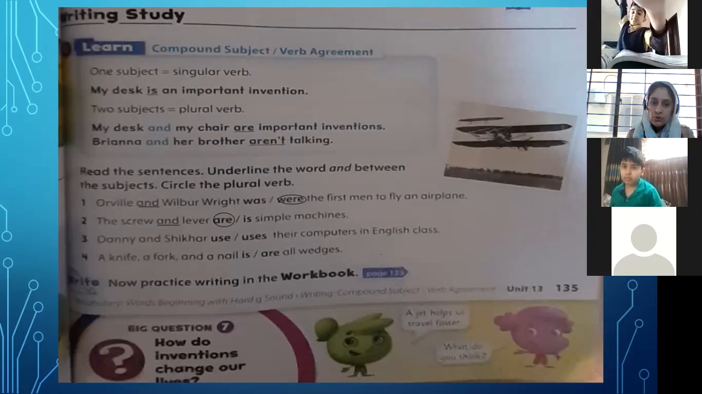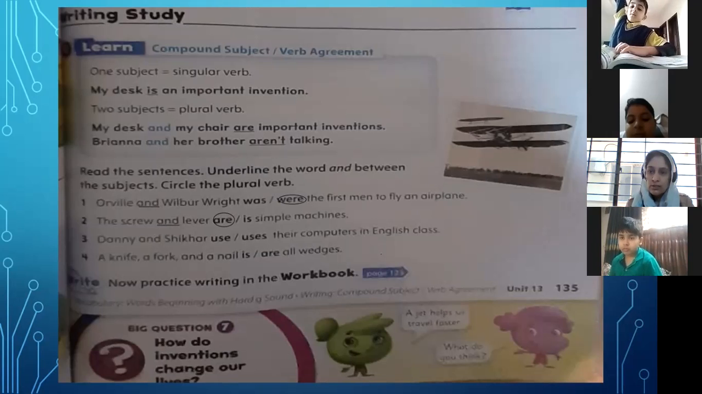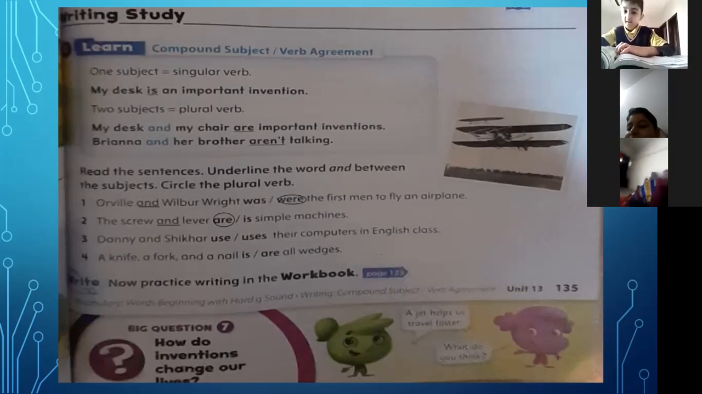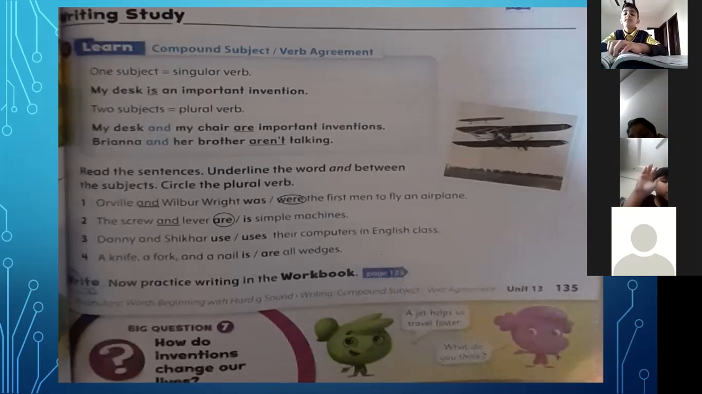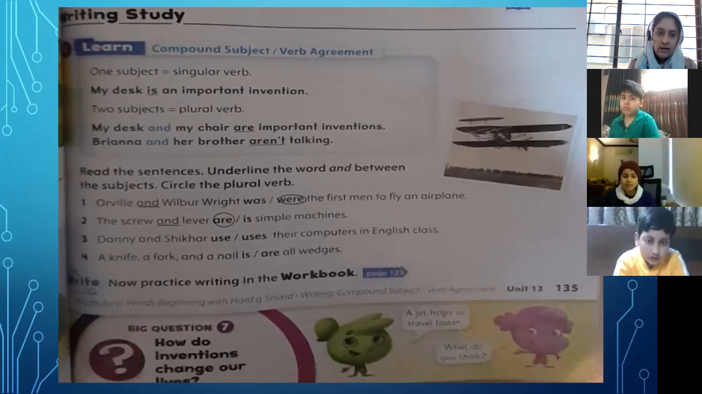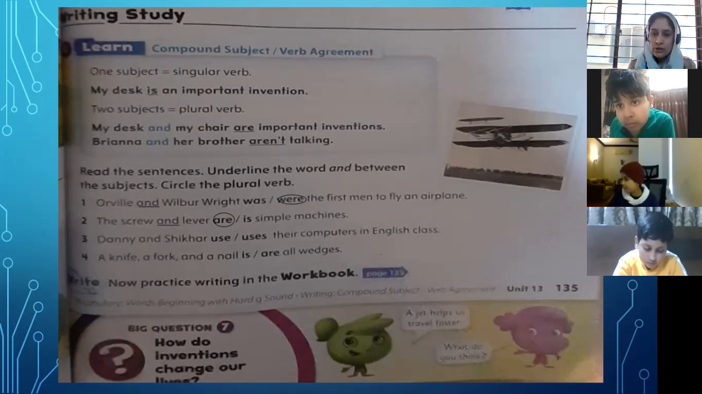Danny and Shekhar use their computers in English class or uses their computers in English class? Yes, Tahir. Tahir has muted himself again. So who else will answer me? Let me ask Mutahir. Yes, Ma'am, use. Yes. Danny and Shekhar use their computers in English class.